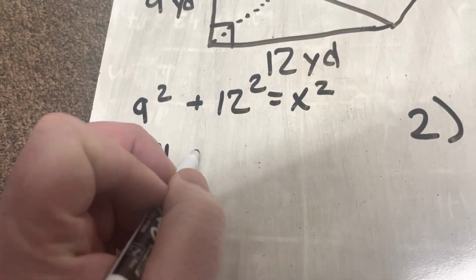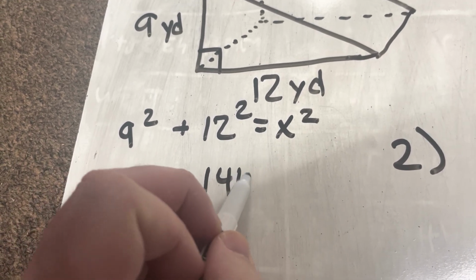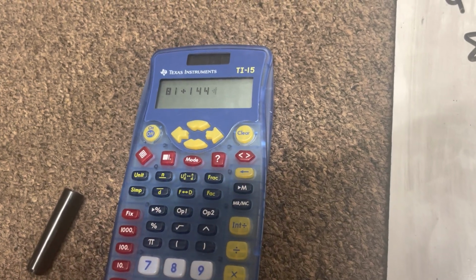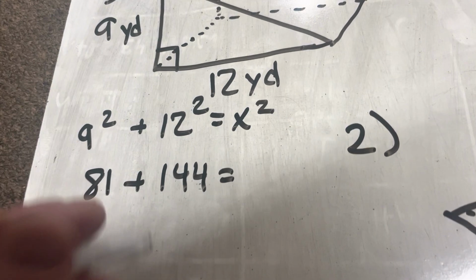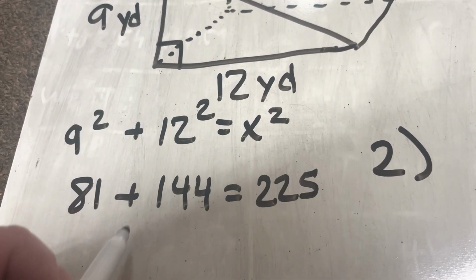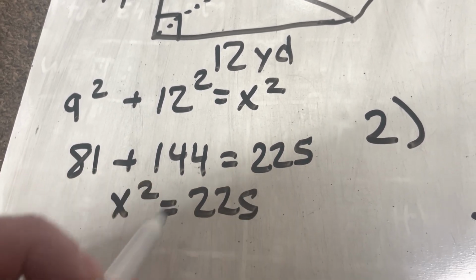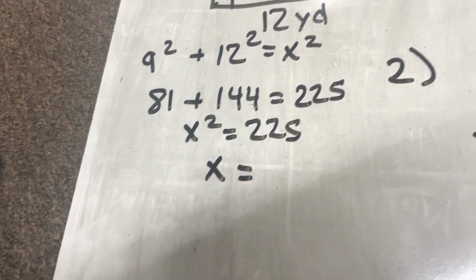Now, this is just going to be 12 times 12. 12 times 12 is 144. All right, I've already got 81 in there, so I'm just going to go ahead and add my 144, and that's going to give me 225. 81 plus 144 equals 225. So I know that x squared equals 225. So I need to find what the square root of 225 is.